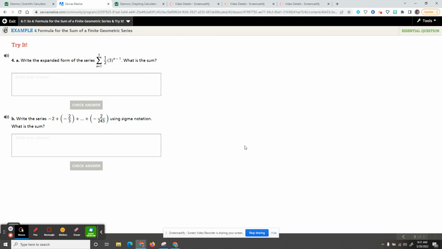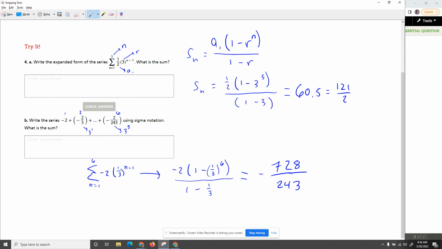All right, so we're going to try it over here. So pause it, give it a try, and come back and check. In part A, we're taking the series notation there. The 5 is the n, the 1/2 is the a sub 1, the 3 is the r. So we're just substituting those values into that formula, and you end up with 60.5, or if you want to leave it as a fraction, 121/2.